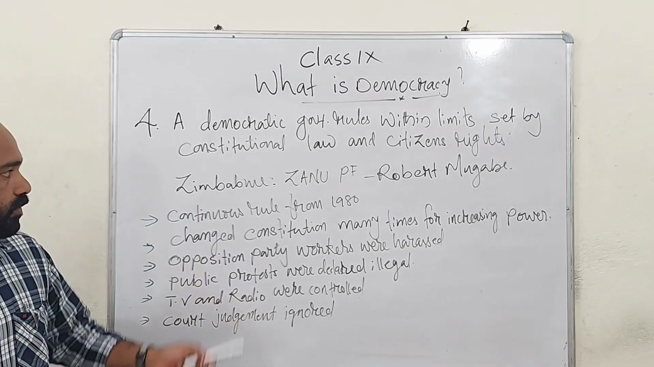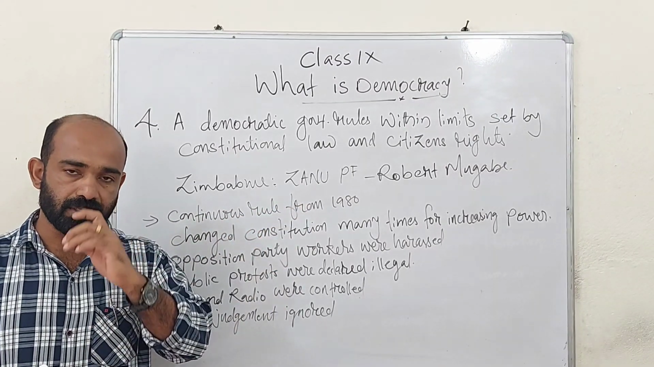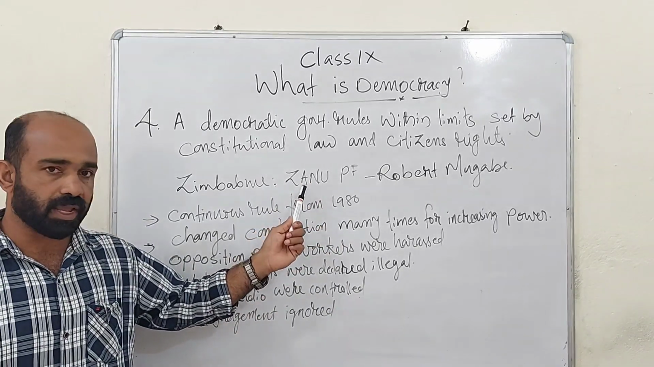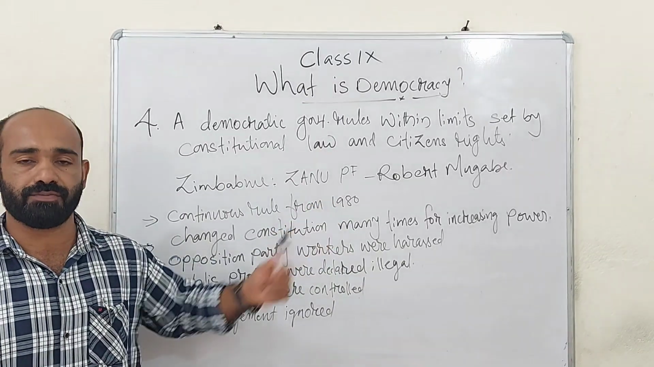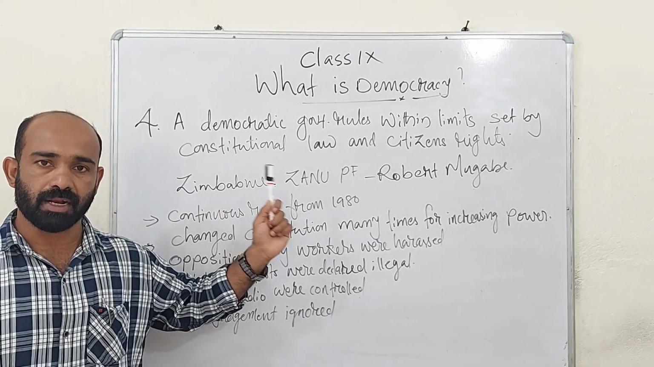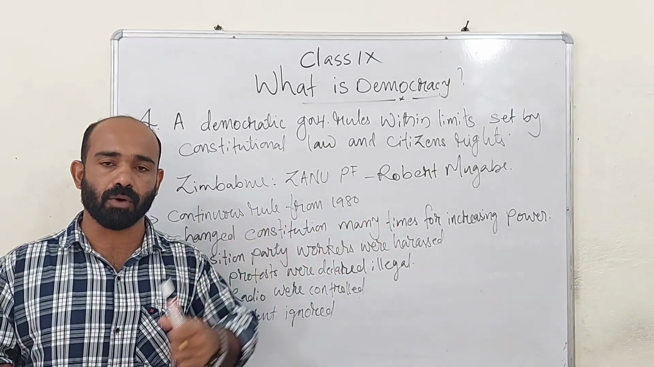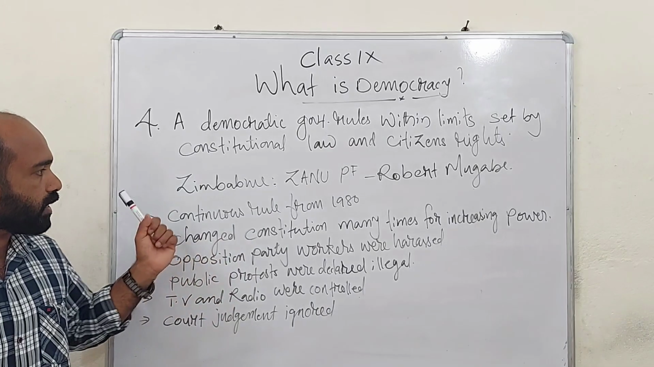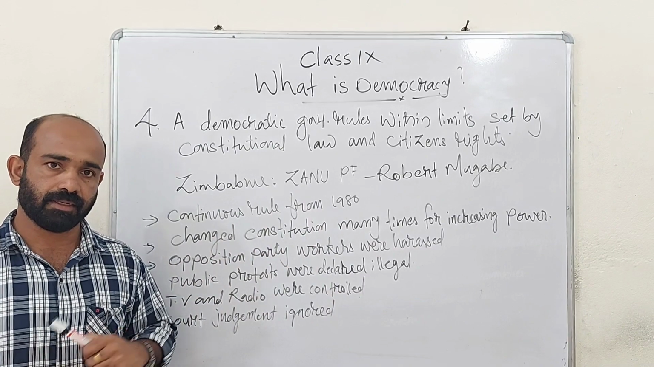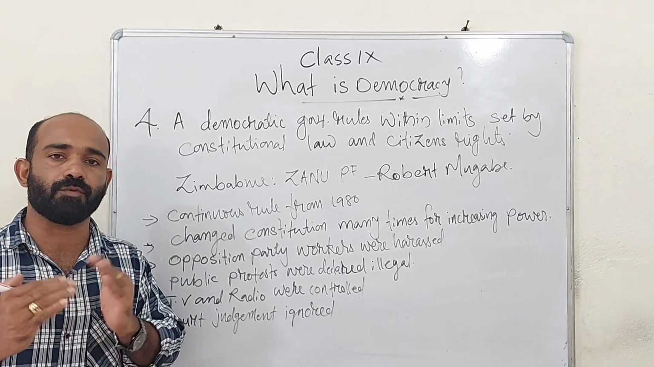Let's see one example. The case of Zimbabwe. In Zimbabwe, one political party was there which was called ZANU-PF. Zimbabwe African National Union Patriotic Front. That is the full form of this political party. And its leader was Robert Mugabe. So this party achieved independence from white minority in 1980. And since then, for a long period of time, the same party always won election.